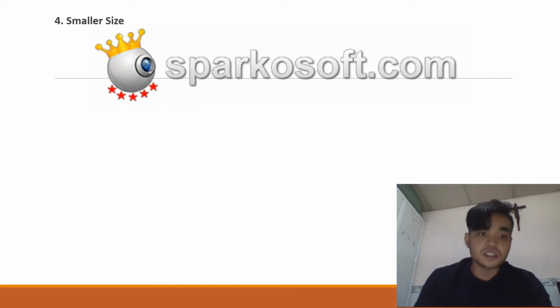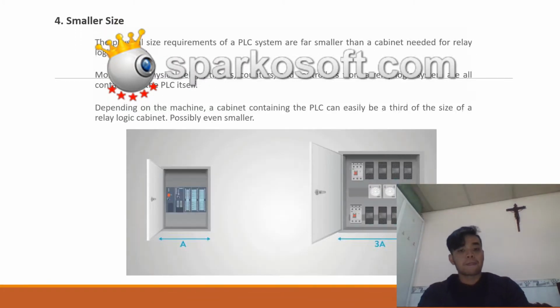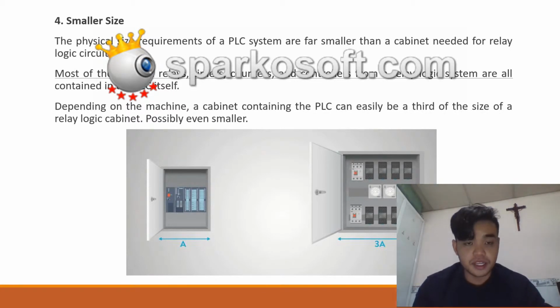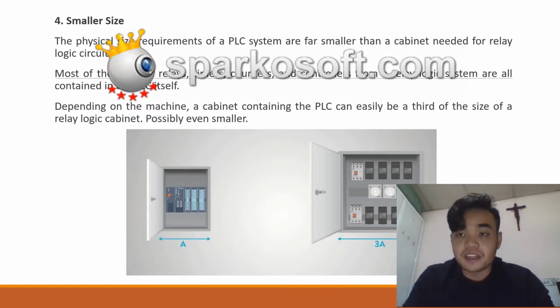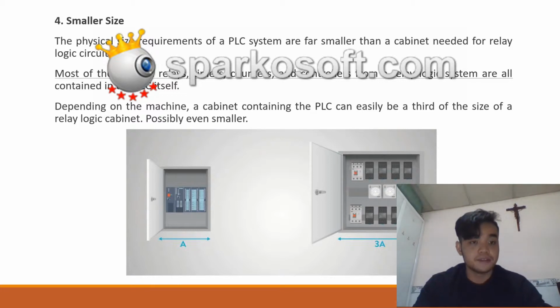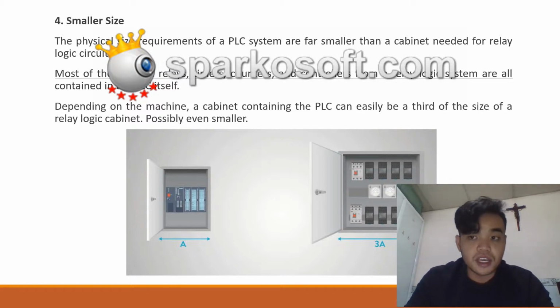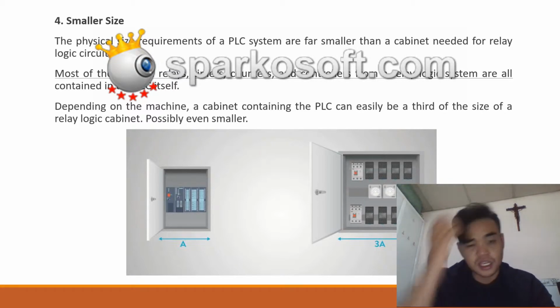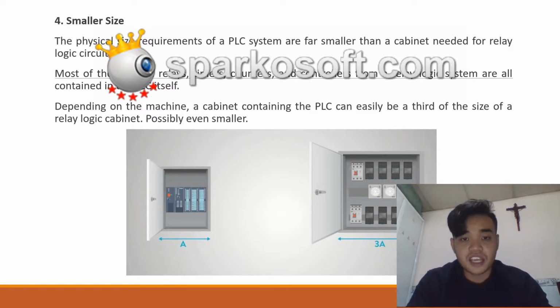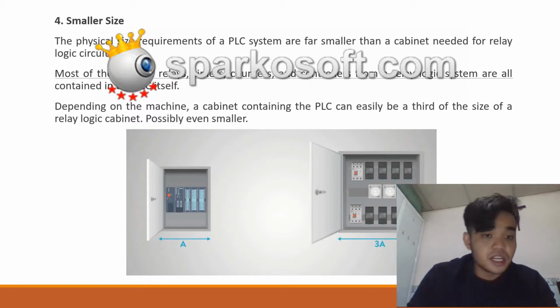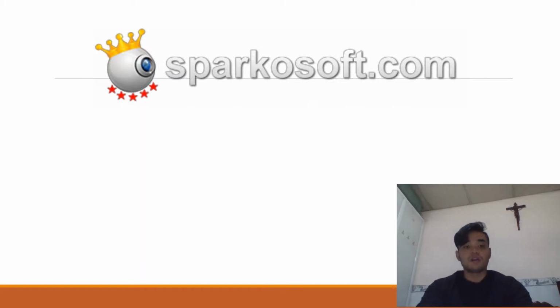The last is the smaller size. As you can see, the physical size requirement of the PLC system is far smaller than the cabinet needed for relay logic circuitry. Most of the physical relays, timers, counters, and controllers for a relay logic system are contained in the PLC itself. Depending on the machine a cabinet contains, the PLC can easily be a third of the size of a relay logic cabinet, possibly even smaller.